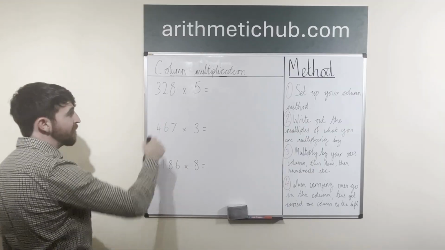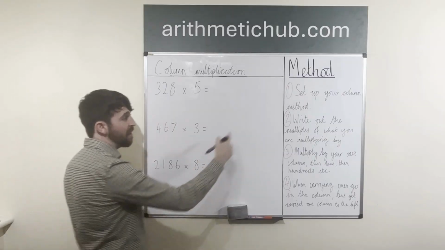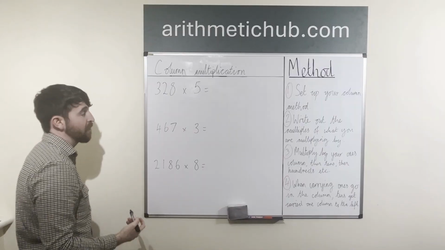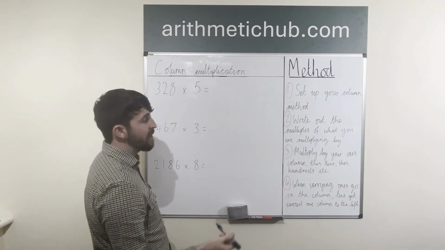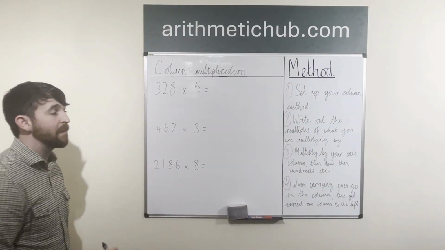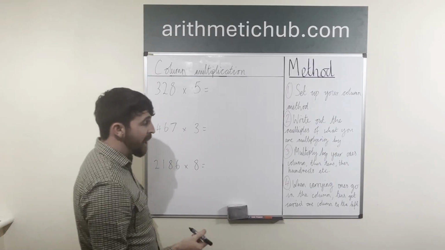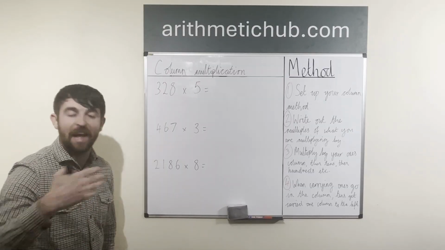So we've got 328 times 5 here. Now you'll notice it isn't set up in a column yet. So the first step of our method says set up your column method. The second says write out the multiples of what you are multiplying by. The third, multiply by your ones column, then tens, then hundreds, and etc. Because you might go into thousands, you might go into 10,000s.